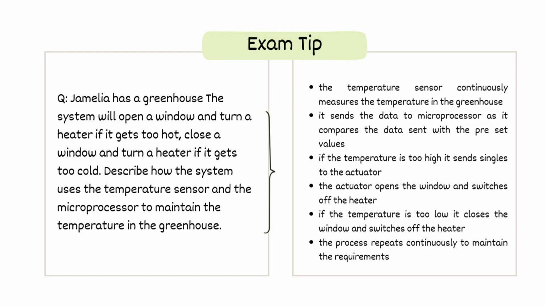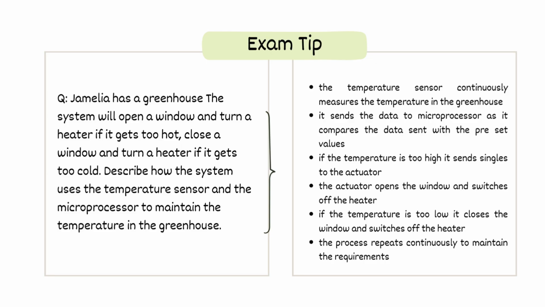You get scenario based questions like Jamila has a greenhouse. Basically, the system will open a window and turn off a heater if it gets too hot, close a window and turn on a heater if it gets too cold. Describe how the system uses the temperature sensor and the microprocessor to maintain the temperature in the greenhouse. Now, this is how to answer the question. They are mostly 4 to 6 marks. You kind of have to write 6 points or 4 points.